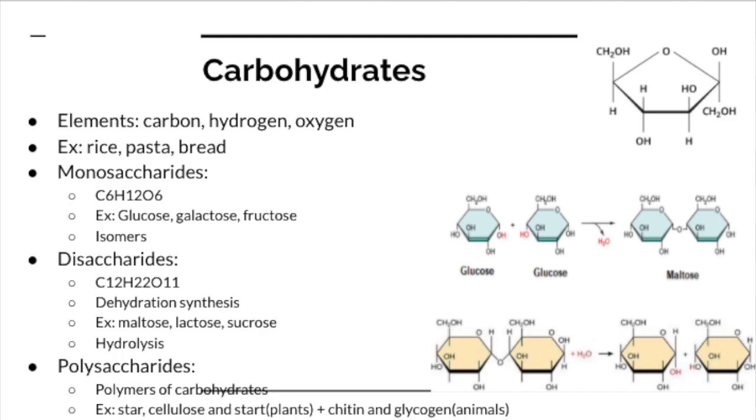Disaccharides have the chemical formula C12H22O11. They consist of 2 monosaccharides joined together by a process known as dehydration synthesis. So realize, since monosaccharides are C6H12O6 and disaccharides are C12H22O11, it's 2 times a monosaccharide minus a H2O.